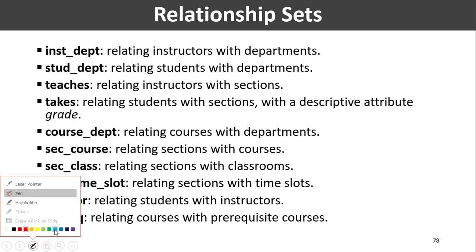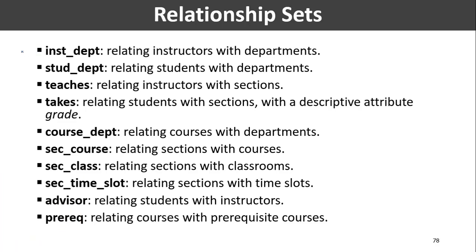and these relationship sets are the relationship between instructor and department. So we are depicting instructor department as the relationship, then student department. This relationship denotes the association between student and department. Then teaches is the relationship relating instructors with sections. Takes is the relationship that is depicting the registration of the students for a particular section.